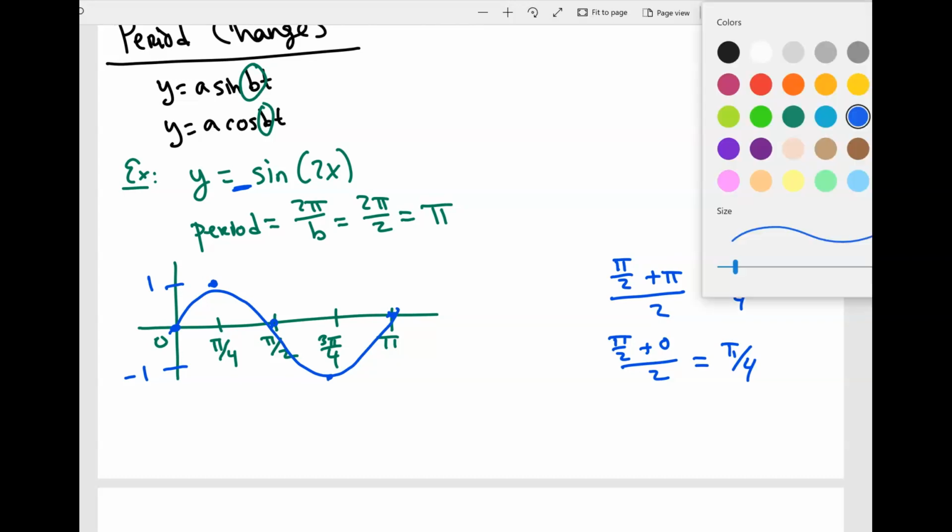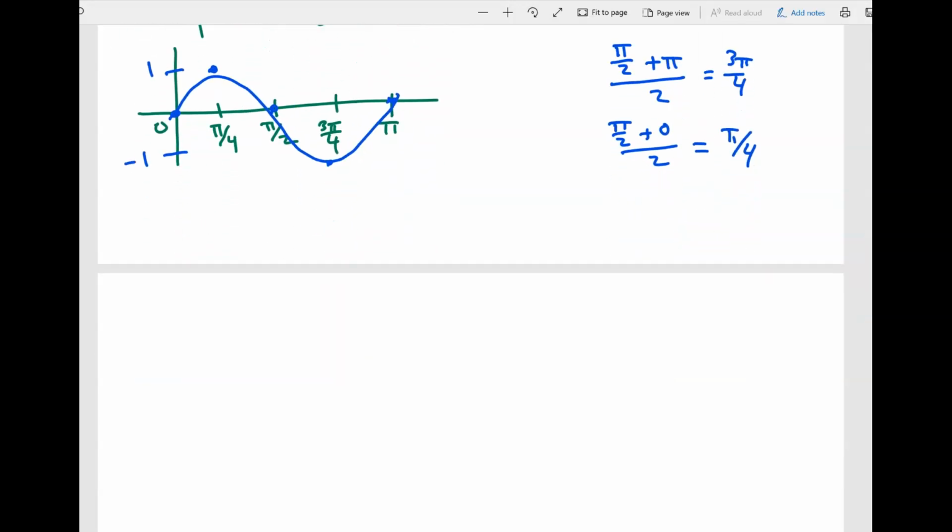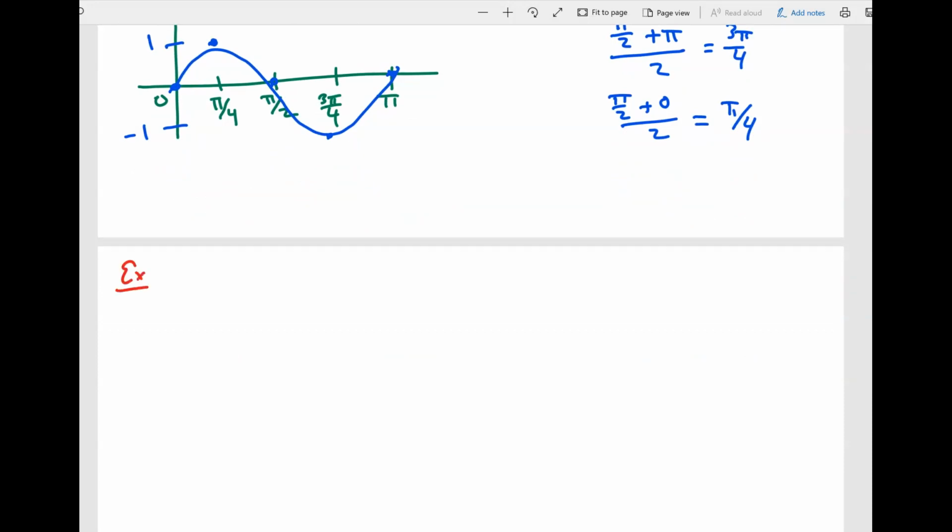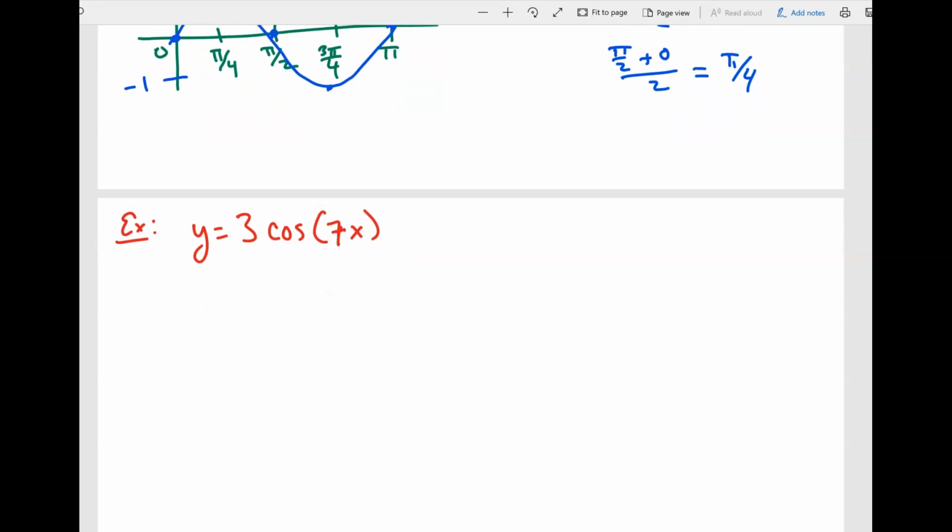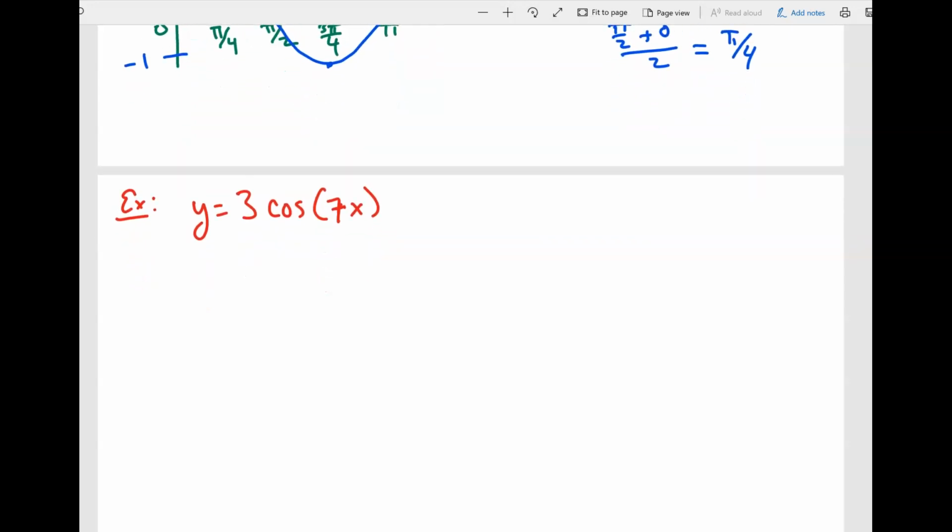Okay, now let's do another problem. Let's say we have y equals 3 cosine of 7x. So we have something that looks like that. Now we want to figure out what the period should be, because you see that there's period stuff and there's also amplitude stuff. Amplitude is really easy. Amplitude is going to be 3, but we'll do that at the end. So amplitude equals 3.